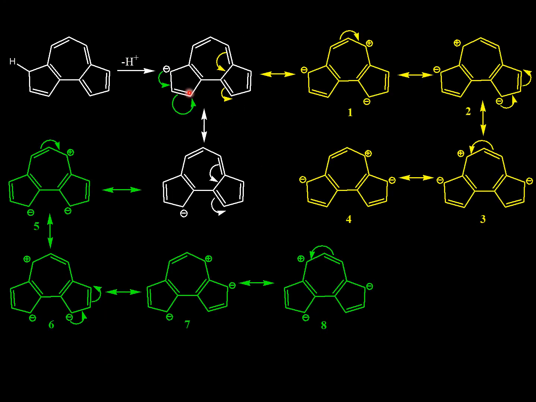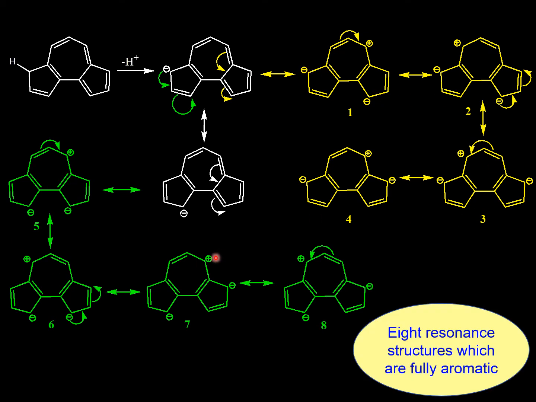Therefore, the conjugate base of A will be stabilized by a total of 8 resonance structures in which all the rings will have aromatic character. Of course, you can draw other dipolar resonance structures, but they will have either 1 or 2 rings aromatic. But please keep it in mind, if all the rings have aromatic character, that dipolar resonance structure will contribute more and stability will be more.